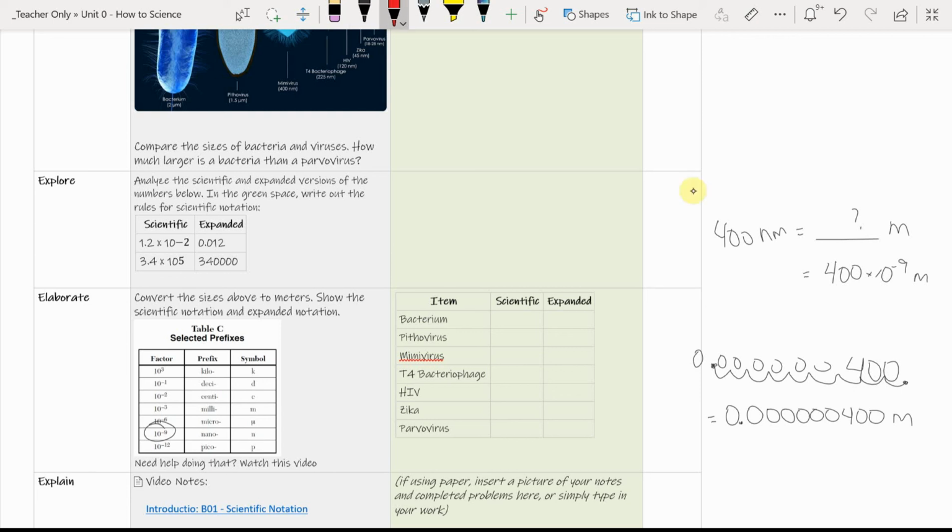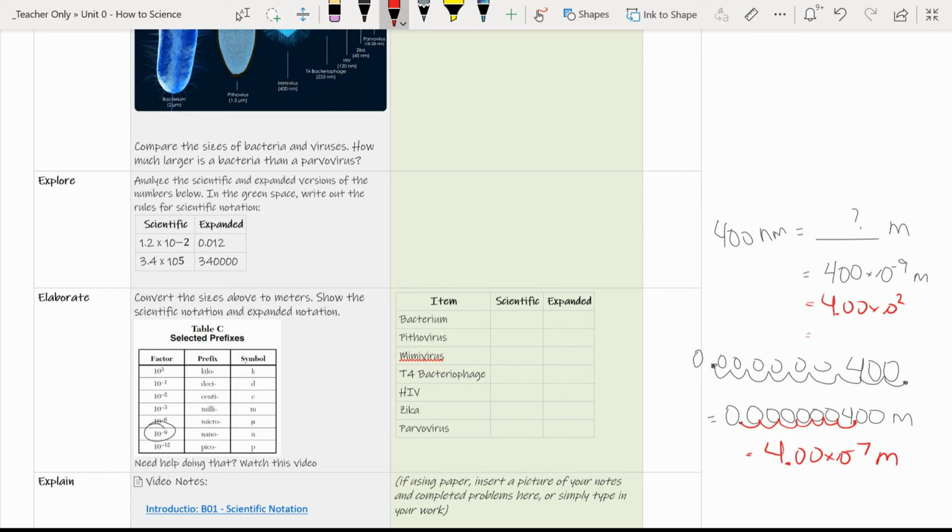Now we're going to convert that over to scientific notation. Again, we want the decimal to land between the first and second digit, so pretty much right after the 4. So we know it's 1, 2, 3, 4, 5, 6, 7. So in scientific notation it's 4.00 times 10 to the negative 7th meters. We actually end up adding the exponents, so we want to make sure that we go ahead and convert that over.